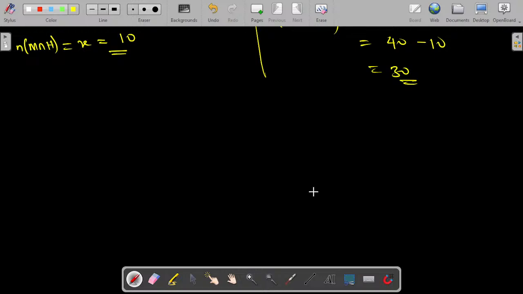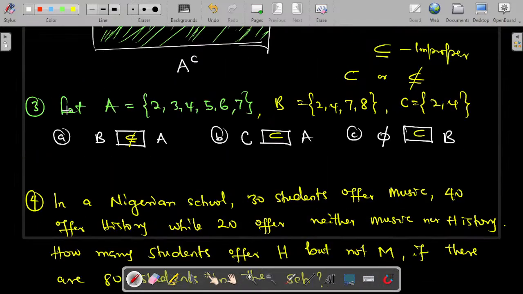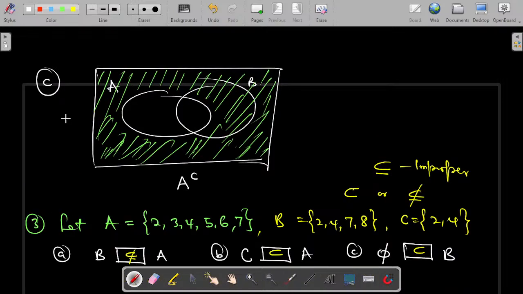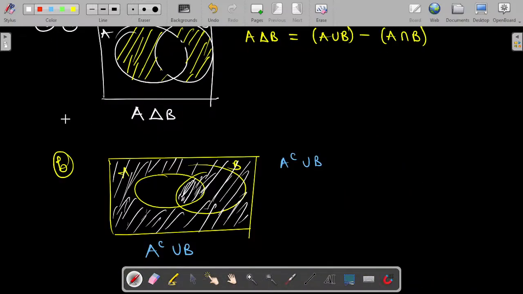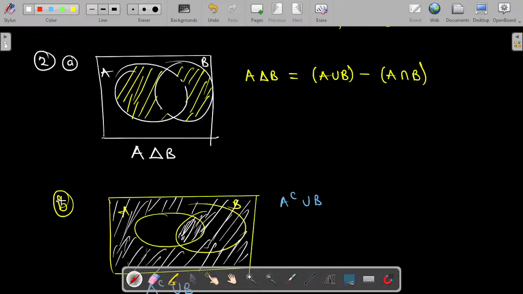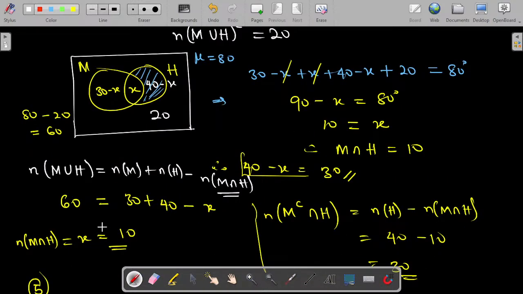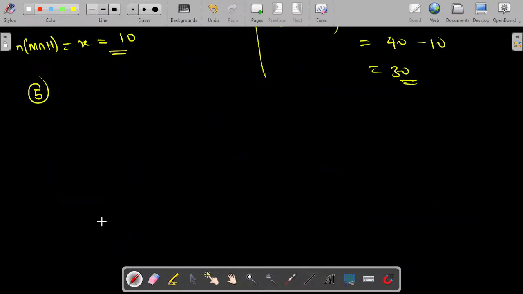Question 5 here says that you are given, meanwhile this question 4 is from set theory. Sorry, I didn't mention that. Even question 3 is also from set, and even question 2 is also from set. So only question 1 is from number system. Remember, the first topic this semester is number system, and the second is set theory. The fifth question is now coming from indices, which is the third topic.